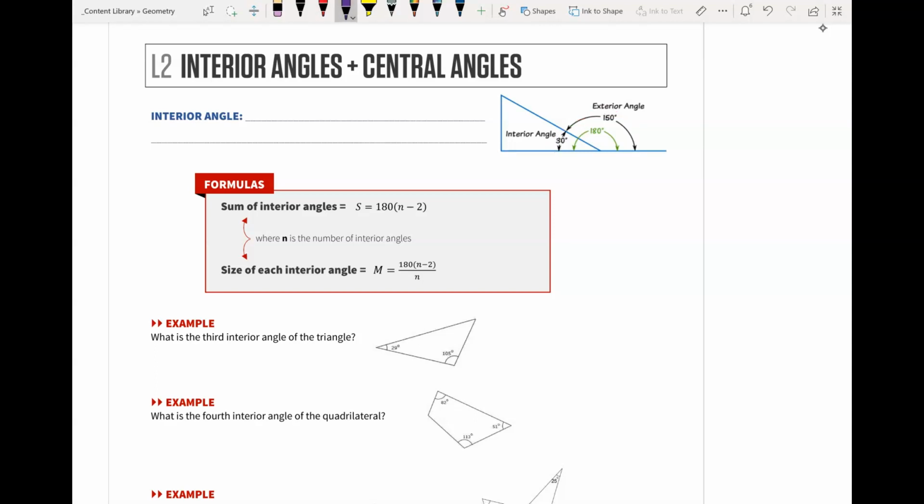So then when we write the definition of our interior angle, we're just going to say it is the angle in the inside of a polygon.